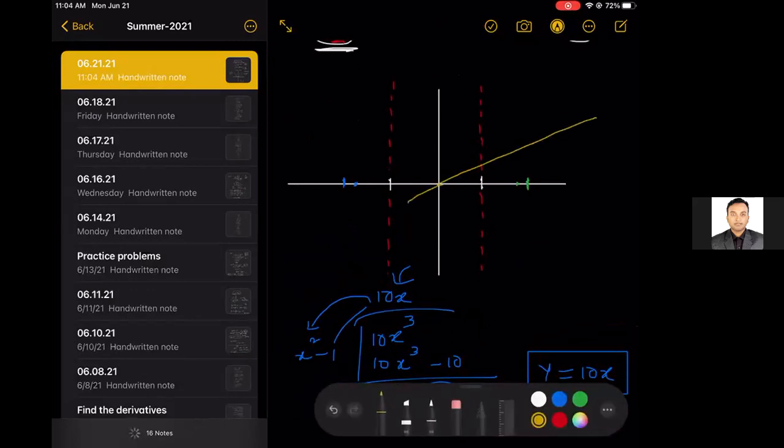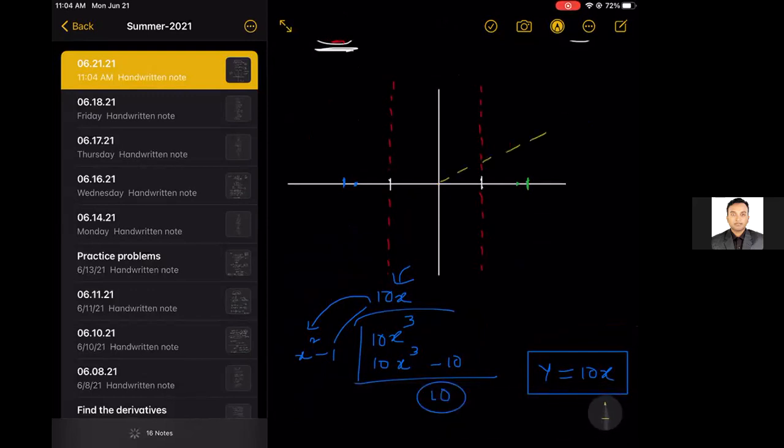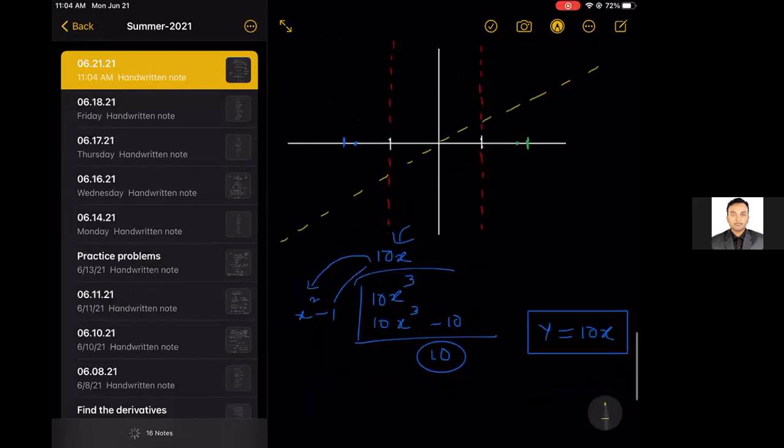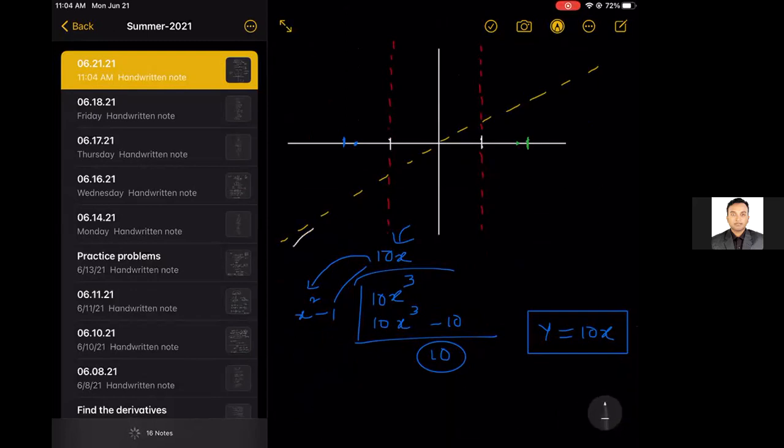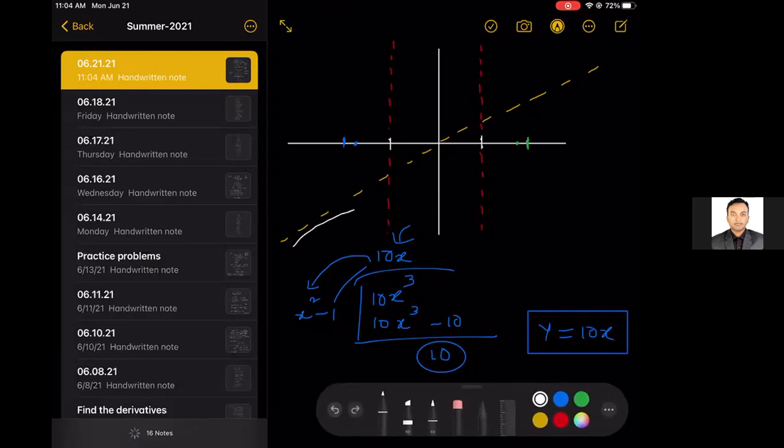Oh, I shouldn't use this. Instead, I should use this. That's the slant asymptote, okay? And now I can draw the graph. I know up to negative square root of 3, it's increasing. So that's negative square root of 3. So it should behave like this. Yeah, like this.